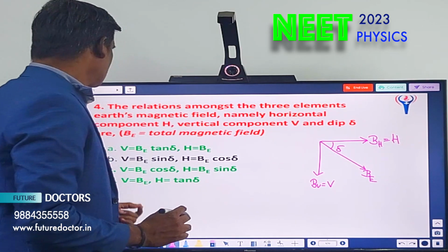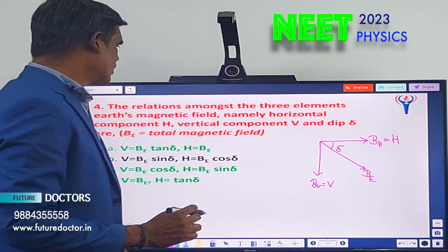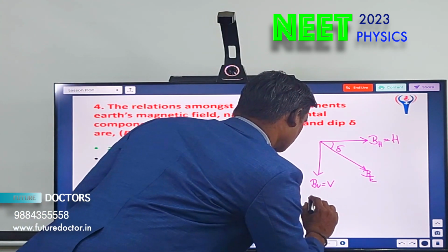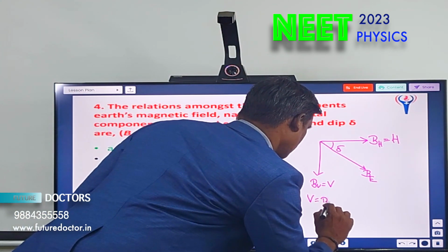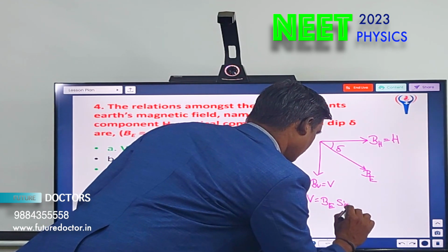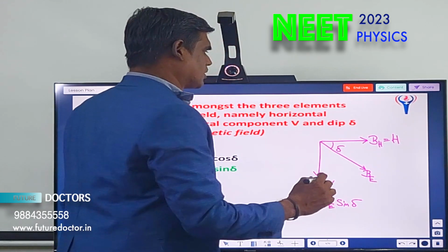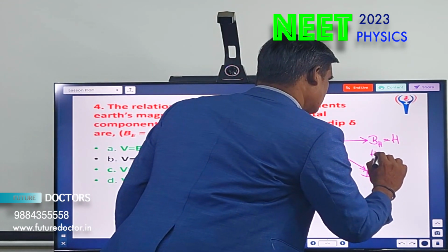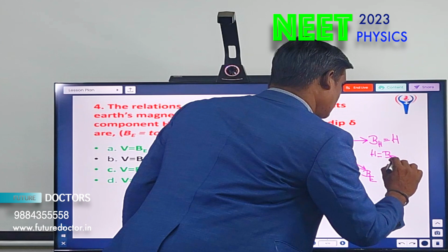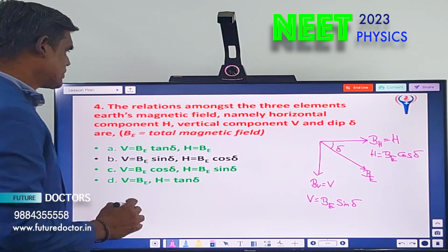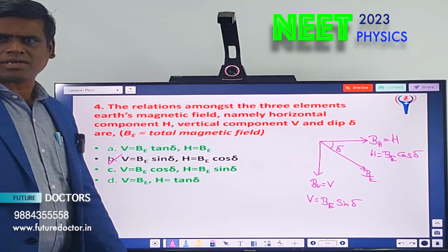From this, sin delta equals V by BE. From that, V equals BE sin delta, just like BE sin theta and BE cos theta. Similarly, H equals BE cos delta. What is delta? Delta is the angle of dip. Then which option? Option B is the correct answer.